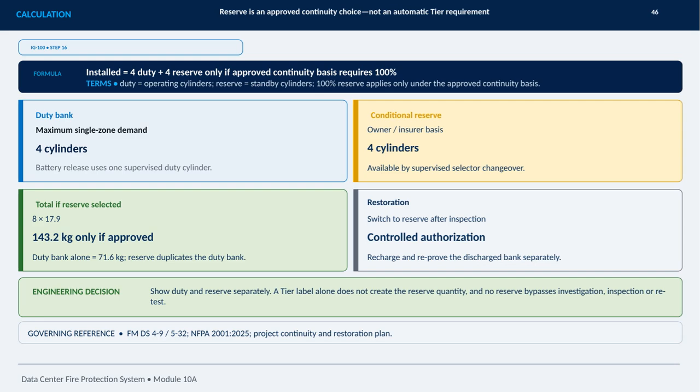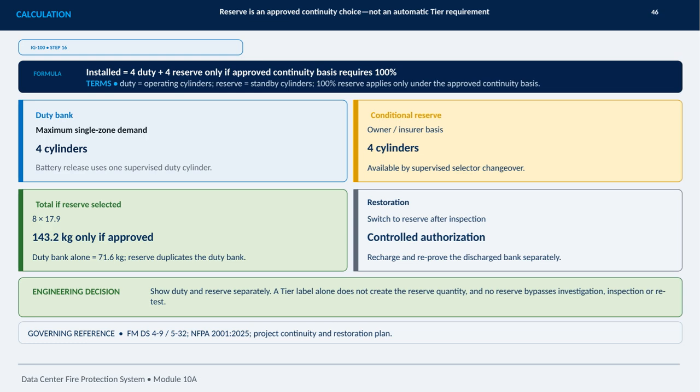The duty bank is sized for the maximum single-zone demand. In this example, that means 4 operating cylinders, with the battery release using 1 supervised duty cylinder. A second set of 4 cylinders is added only when the owner or insurer's approved continuity basis requires a full 100% reserve. If that reserve is selected, the installed total becomes 8 cylinders at 17.9 kilograms each, or 143.2 kilograms.